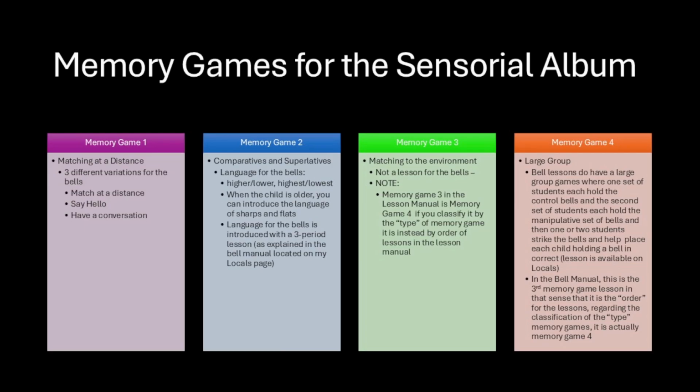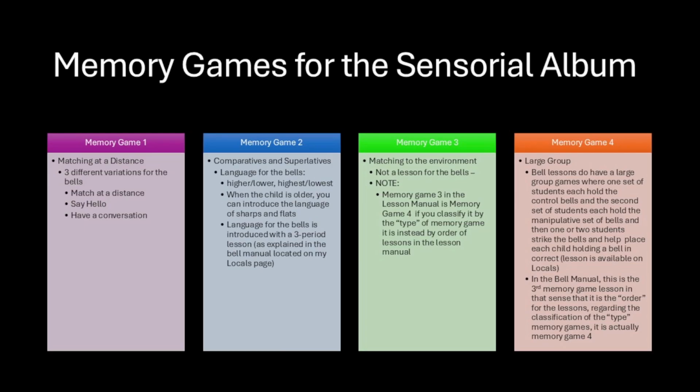However, in between matching the bell to the correct pitch, you have to stop and say hello to somebody. And then the third variation is having a conversation. So you'll match at a distance, you'll strike the first bell, and then you'll have a conversation with somebody, and then you'll go over to the other set of bells, the control bells, and try to find the match after having a conversation with somebody. So it gets more difficult as it goes along.